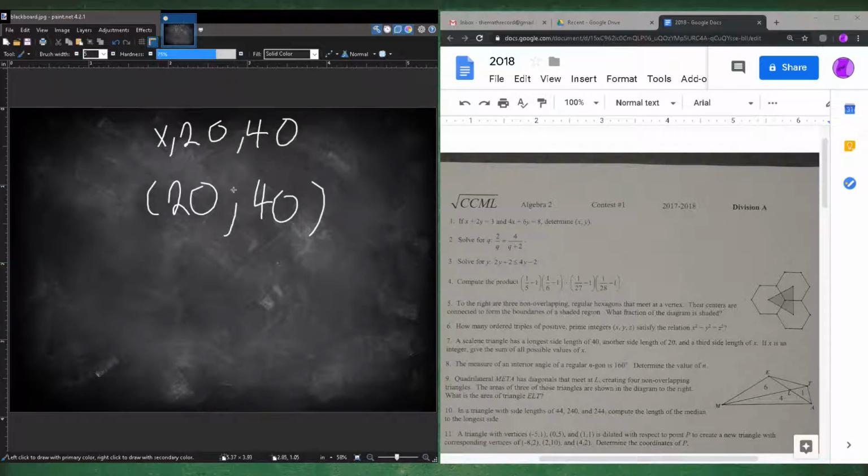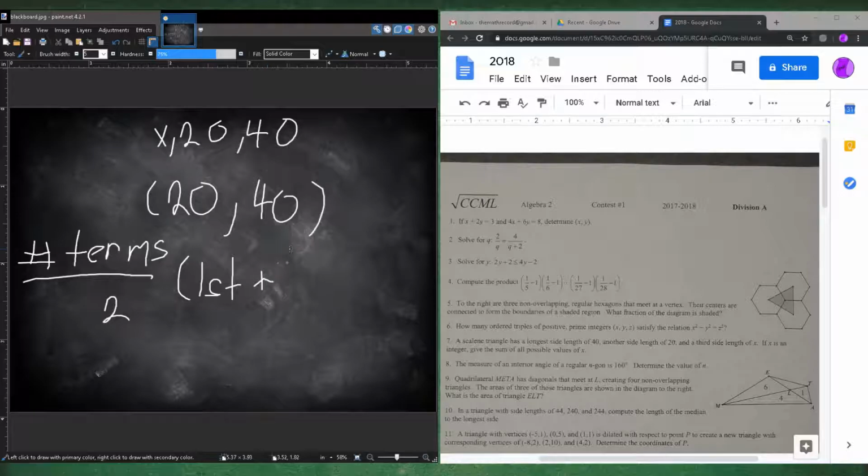Generally, the sum is the number of terms divided by 2, and then multiplied by, in parentheses, the first term plus the last term. So the first term plus the last term, multiplied by the number of terms between them, and then divided by 2. So how do we know how many terms are between 20 and 40?